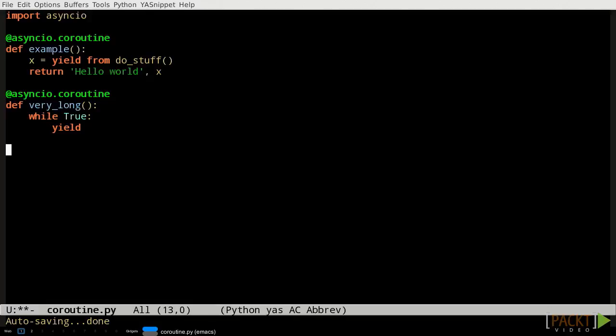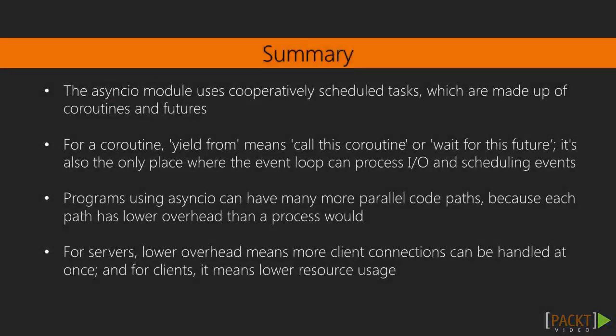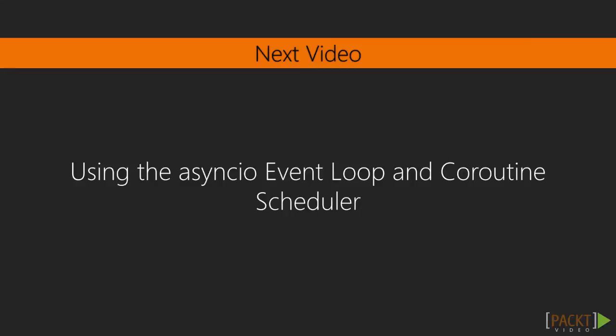The little bit of extra complexity that comes from needing yield from expressions and the occasional yield statement is the price of cooperative scheduling. But since the payoff is efficient and logical code for I/O-bound programs, it's often worth it. So we've just seen an overview of how async I/O allows us to use the logical structure of a parallel program, while retaining the advantages in terms of code execution of a threaded single-process program. This is advantageous for us when we're dealing with I/O-bound programs. In the next video, we'll look at using the async I/O event loop and coroutine scheduler.